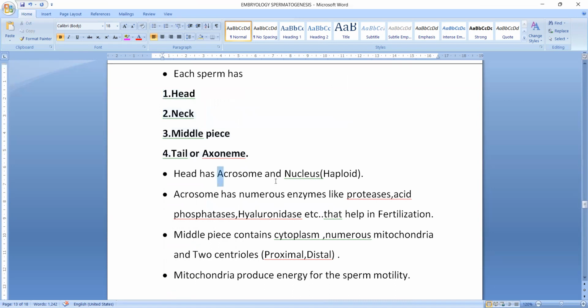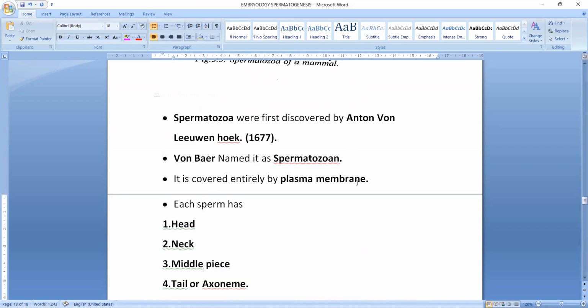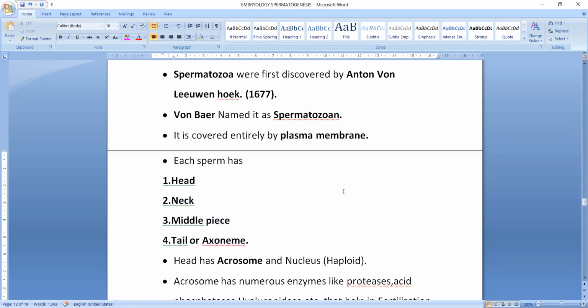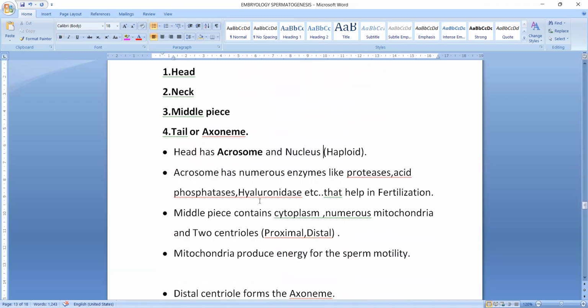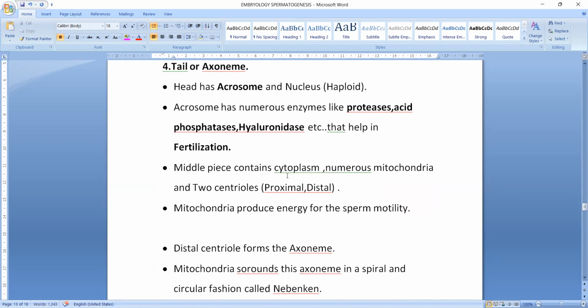The head has acrosome and a nucleus. So the nucleus is haploid. You remember, the nucleus is haploid because it is a gamete. So this is acrosome, this is nucleus, which is haploid. And acrosome has numerous enzymes like proteases, acid phosphatases, hyaluronidase, etc. that help in fertilization. Then the middle piece contains cytoplasm, numerous mitochondria, and two centrioles, proximal and distal.